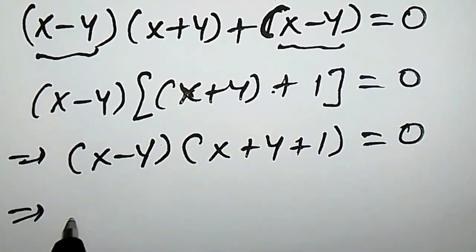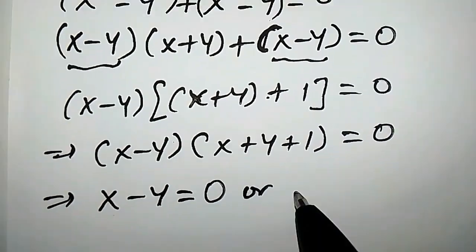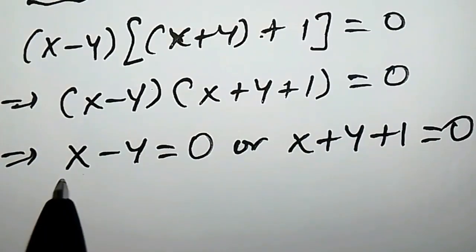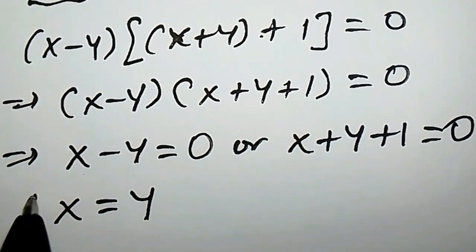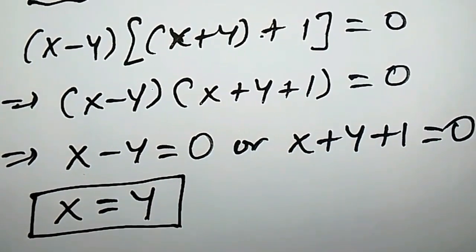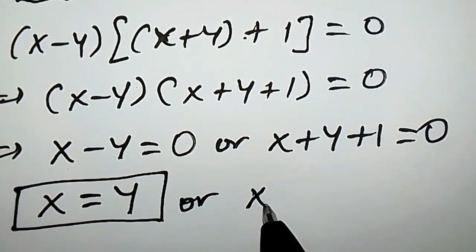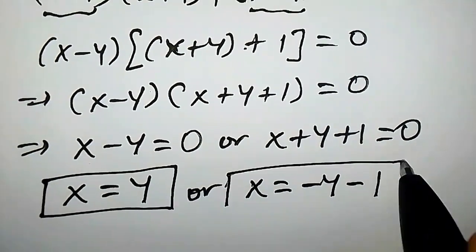This also means that x minus y is equal to 0, or x plus y plus 1 equal to 0. From this line, x is equal to y. Take note of this equation, it is very important. Or likewise from this line, x is equal to minus y minus 1.